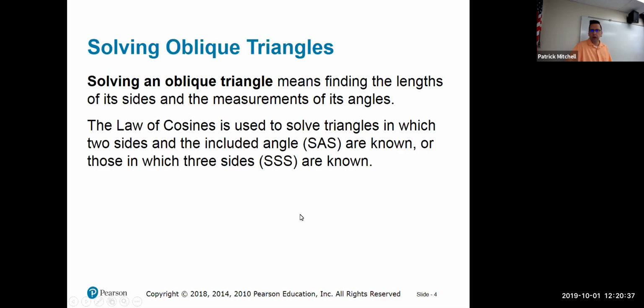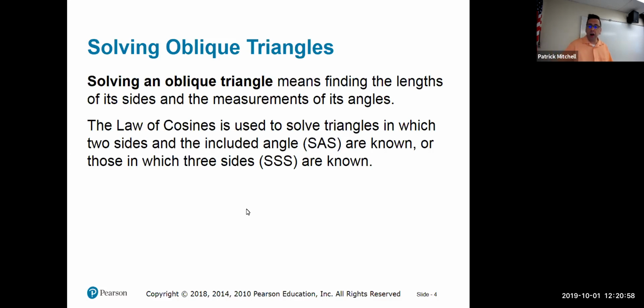Now, I think I mentioned in the law of sines video that if I have a choice between using the law of sines or the law of cosines, I'm going to use the law of sines if I can get away with it. It tends to be a little simpler. But you can't always use the law of sines.